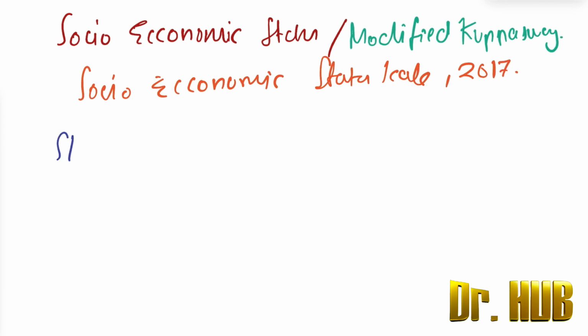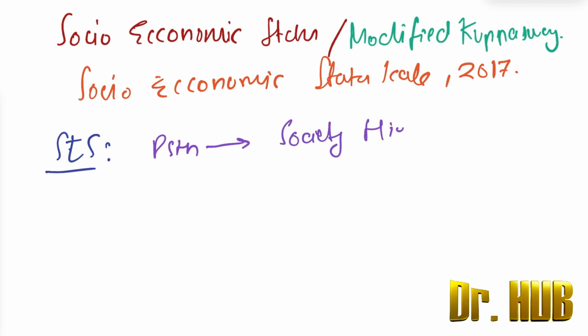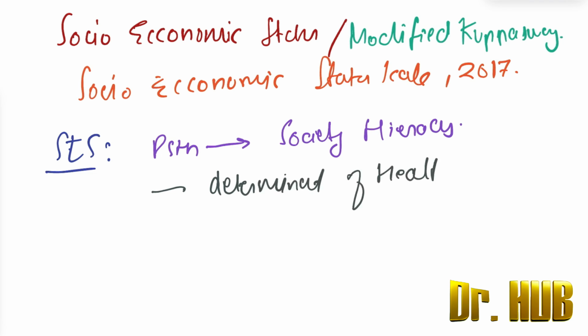So what is socio-economic status? Socio-economic status is a person's position in the society hierarchy. It becomes an important determinant of health. The SES may be inherited, but in most situations it is achieved on the basis of occupation.